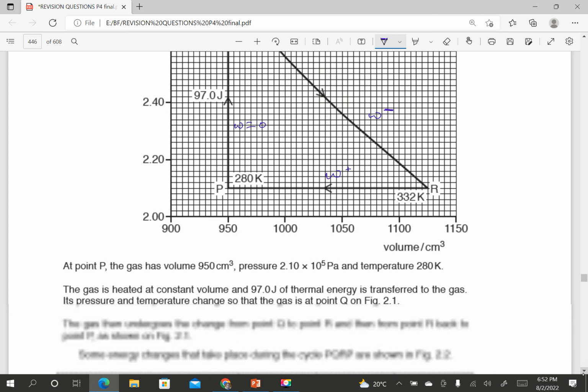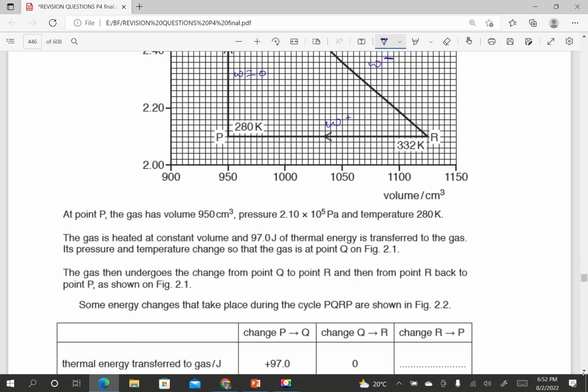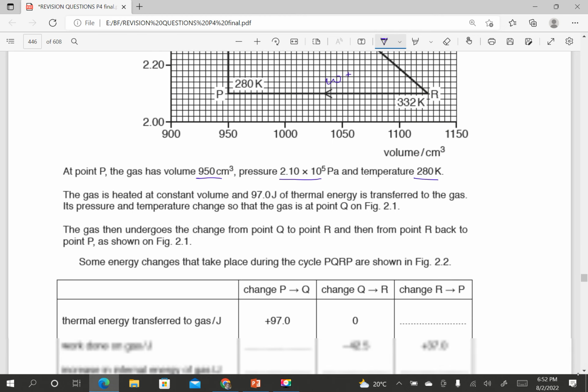Okay, next, let's see what happens. At point P, the gas has this volume, that pressure, that temperature. The gas is heated at a constant volume and 97.0 joules of thermal energy is transferred to the gas. The pressure and the temperature change so that the gas is at point Q. The gas then undergoes the change from Q to R and then from R back to P.